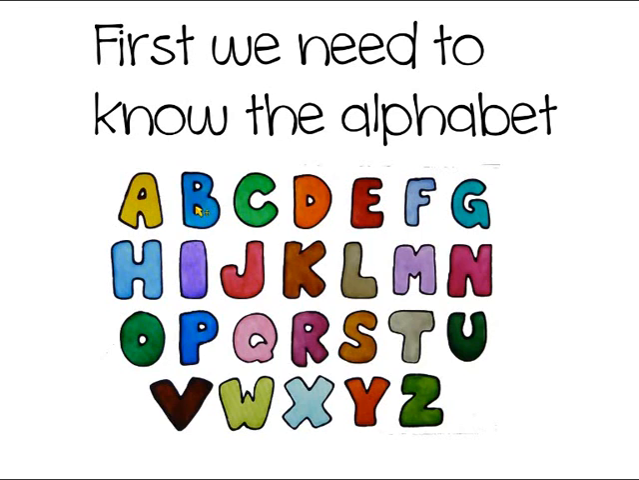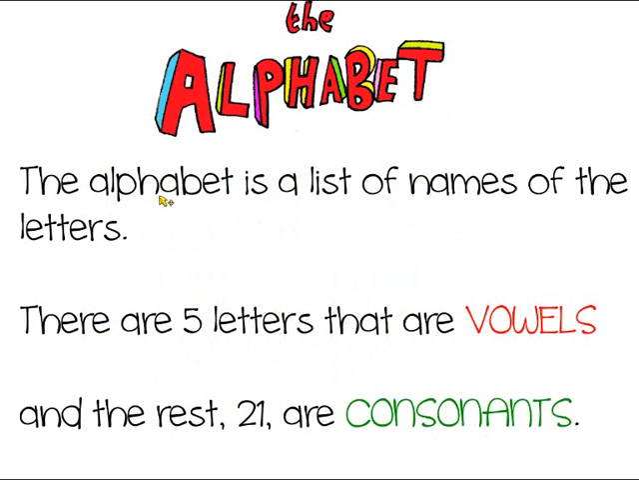A, B, C, D, E, F, G, H, I, J, K, L, M, N, O, P, Q, R, S, T, U, V, W, X, Y, and Z or Z. Z or Z. Excellent. So, the alphabet is a list of names of the letters. The names of the letters.